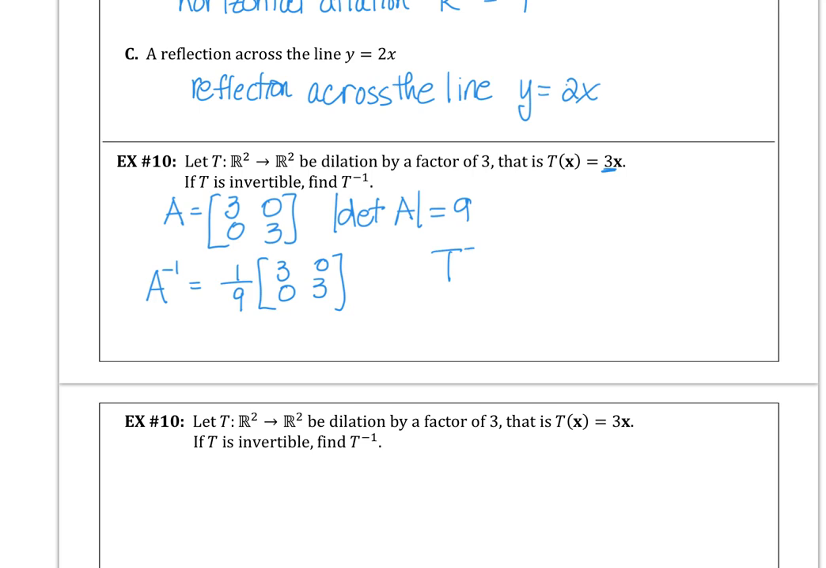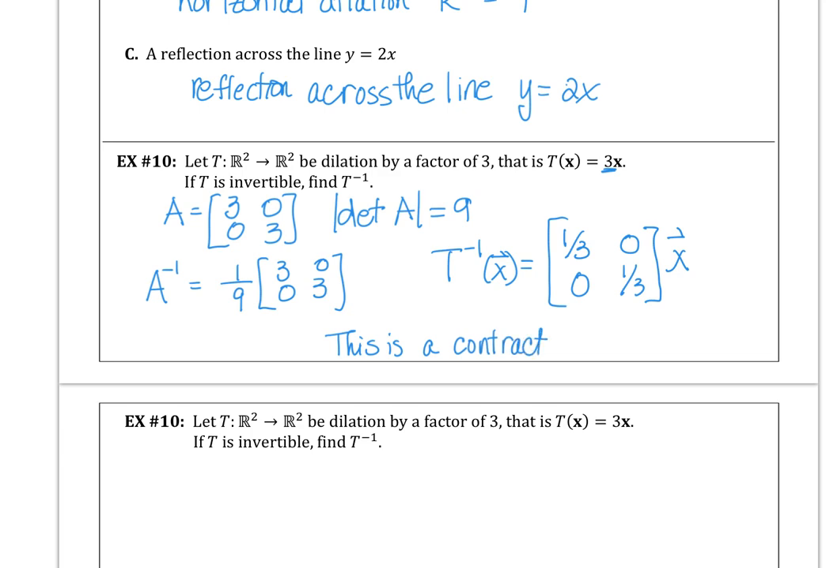So T inverse of x is [1/3, 0; 0, 1/3] times x bar. This is a contraction by a third, if you want to write that down just for your reference. This is a contraction or a shrink by a factor of 1/3. So our model said this is A and this is x.